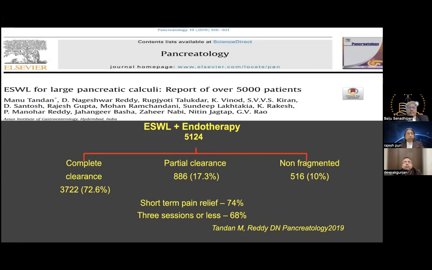This is one of the largest studies, published in Pancreatology 2009 from India, from Dr. Nageshwar Reddy and Dr. Manu Tandon's group, with more than 5,000 patients.